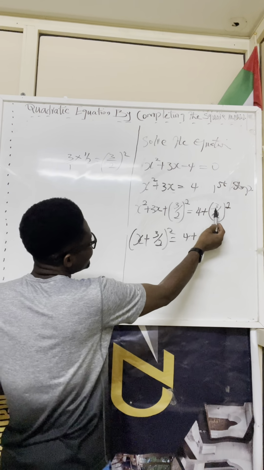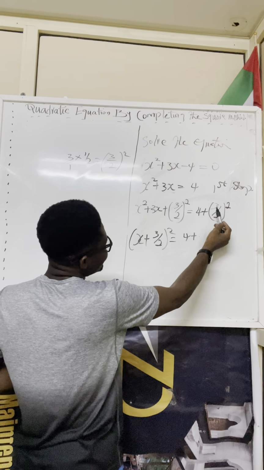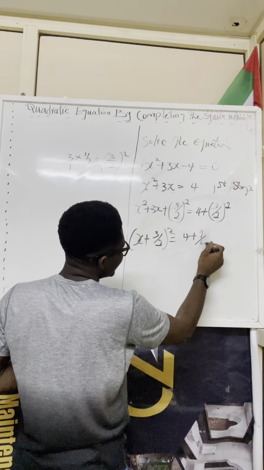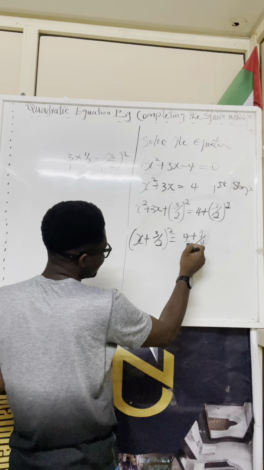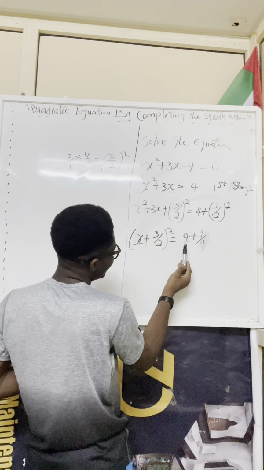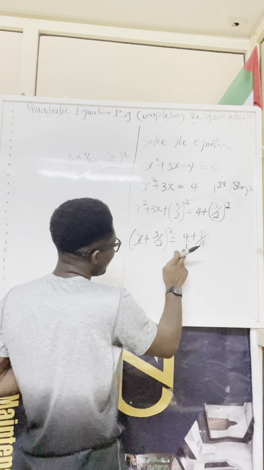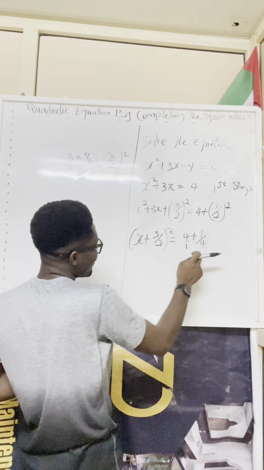(x + 3/2)² means 3 times 3, which is 9, over 2 times 2, which is 4. Now let's write this one as 4 over 1, because any number divided by 1 is that number. So we have 4 over 1 plus 9 over 4.